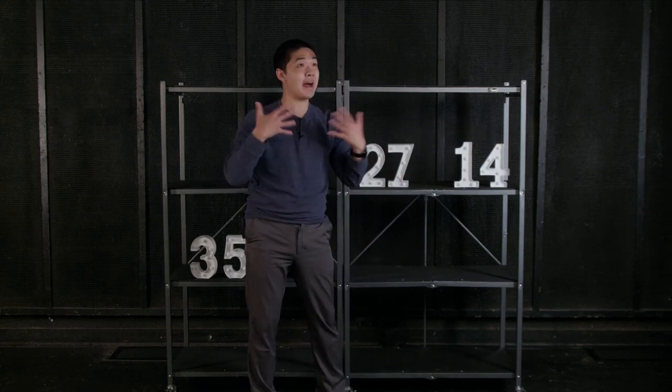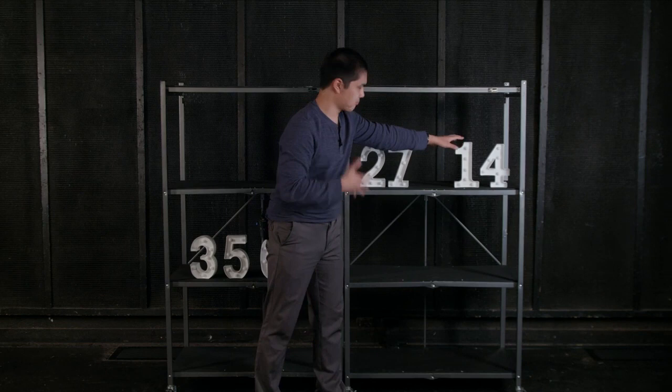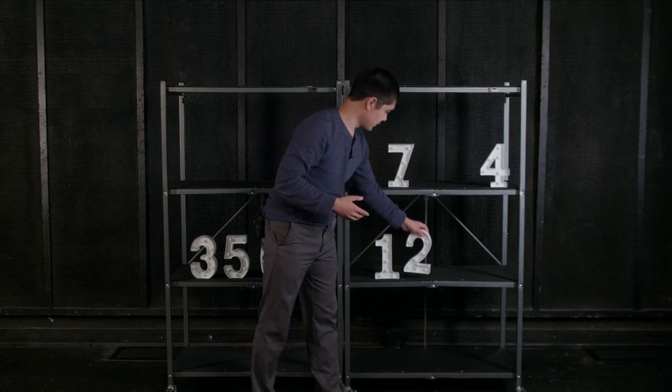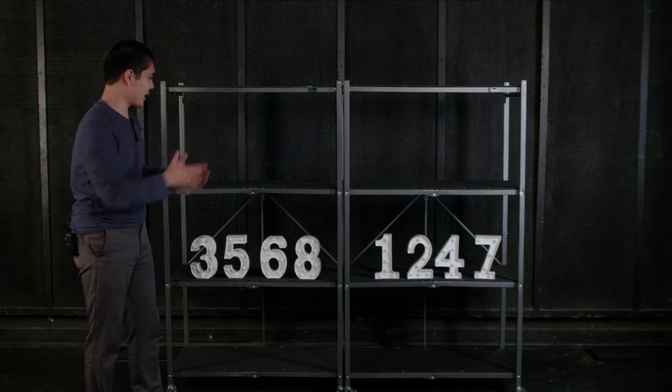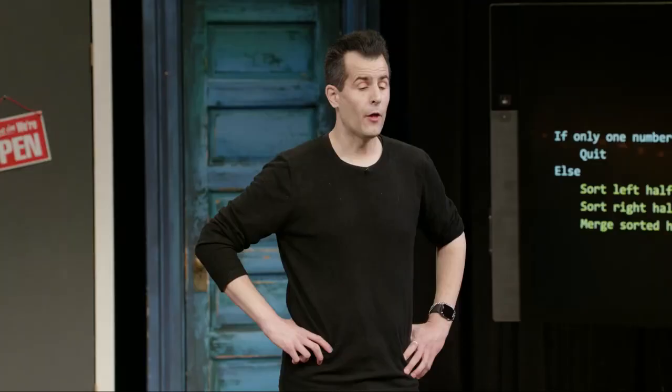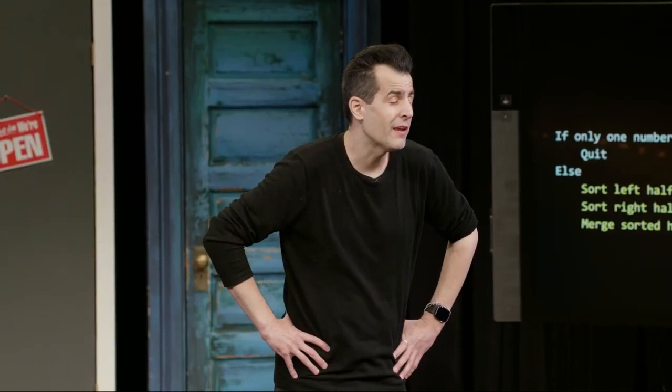So I'll compare the 2 and the 1. Between those two, the 1 is smaller. Then I'll compare the 2 with the 4. The 2 is smaller. Then I'll compare the 7 with the 4. The 4 is smaller. And then finally, I'll just take the 7, the last number, and put that in the final spot. And so now, from the original array of 8 numbers, I've sorted the left half, and I've sorted the right half. And now that brings us to our third and very final step.